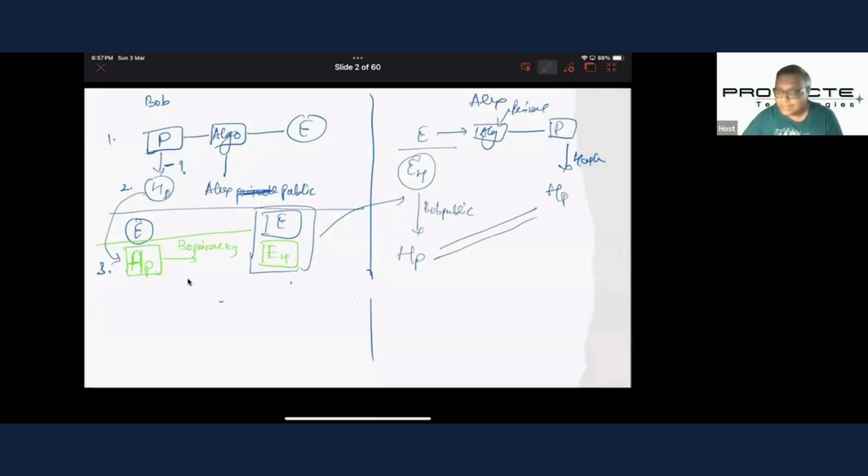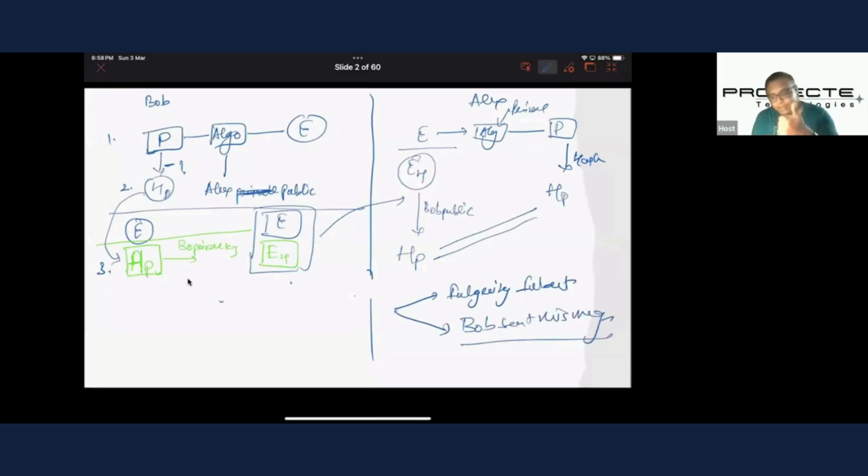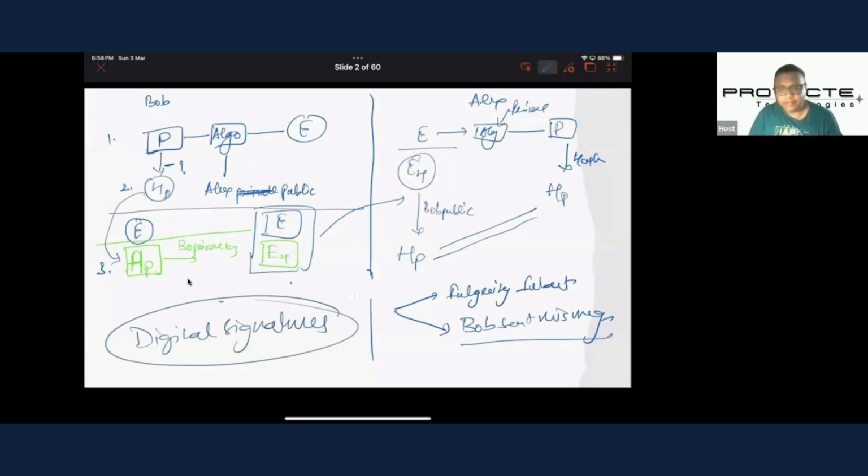If these two match, what does it prove? It proves two things. First, the message integrity is intact. And second, that Bob sent this message. Clear? Integrity, confidentiality, non-repudiation. All three are proven in this process. This is the exact process of how we do digital signatures. Any doubts, guys? Please ask again.